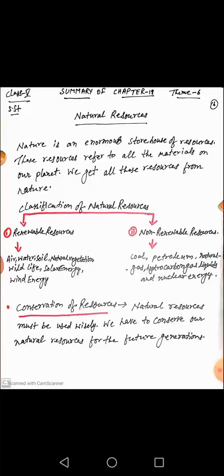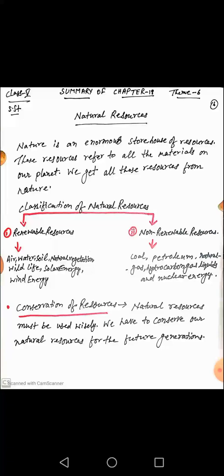Examples of renewable resources are air, water, soil, natural vegetation, wildlife, solar energy, wind energy. The examples of non-renewable resources are coal, petroleum, natural gas, hydrocarbon gas, liquids and nuclear energy. At the last point, how we conserve our resources.